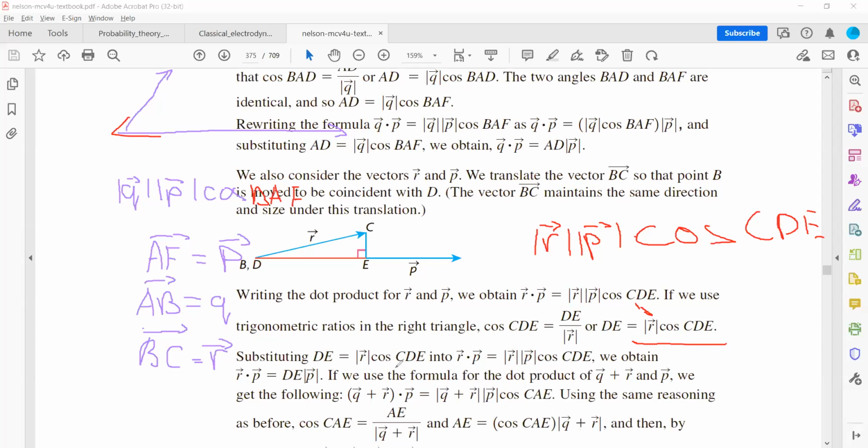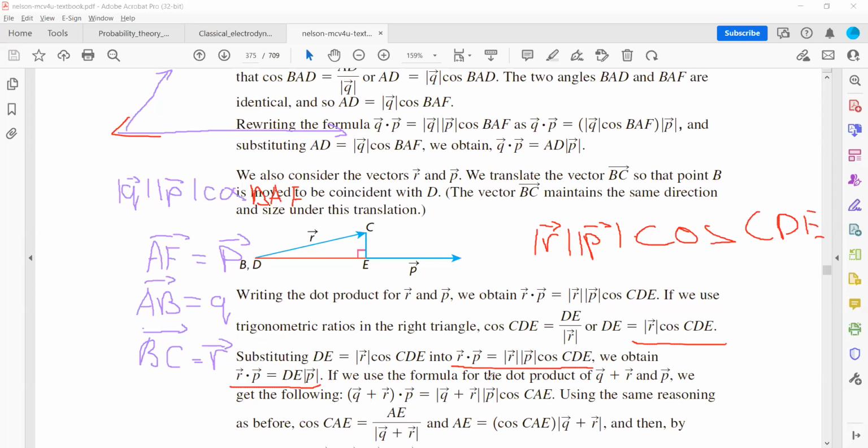That's kind of interesting. And now we would like to substitute it into our formula for dot product of R and P. Now we're again going to rearrange this equality, and we're going to have modulo of R standing next to cosine of CDE. So now we can substitute both of them for DE. And it's going to be brilliant because now we obtain dot product of R and P equals DE times modulo P.